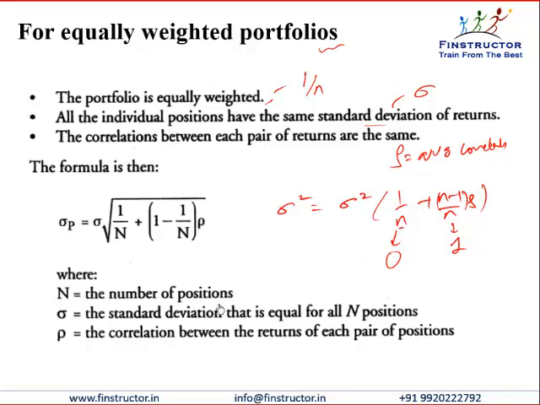N is the number of positions, sigma is the standard deviation that is equal for all of my stocks or all n positions, and rho is the correlation between the returns of each pair of positions. Please ask for the FRM Part 1 video on Foundations of Risk Management if you want to see this proof.